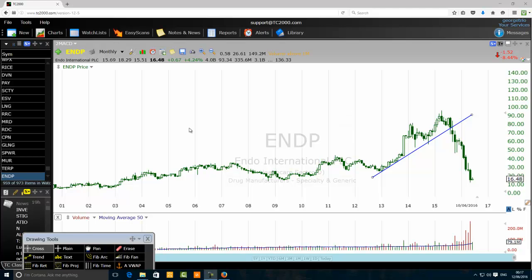We are on a monthly chart of Indo International PLC. The EPIC is ENDP, Echo November Delta Papa. This is a Russell 1000 component. And we want to discuss how to avoid stock trading volume mistakes like a pro.